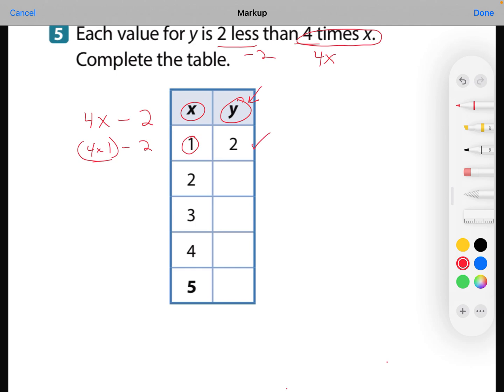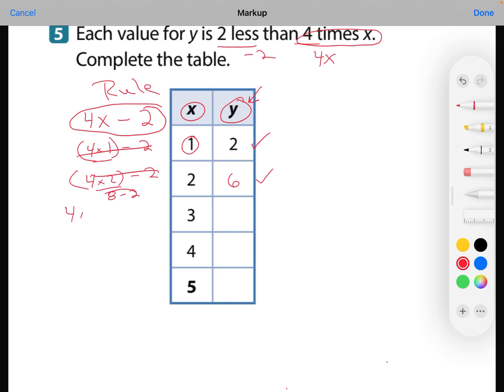Perfect. We wrote it correctly. Let's try the next one. 4 times, and again, we're going to our expression. We wrote it. That's our rule based on our words. So 4 times 2 minus 2. 8 minus 2, 6. Next one. 4 times, if x is 3, 4 times 3 minus 2, because the 2 less at the end. Multiplication is more important than subtraction. So 12 minus 2, 10.